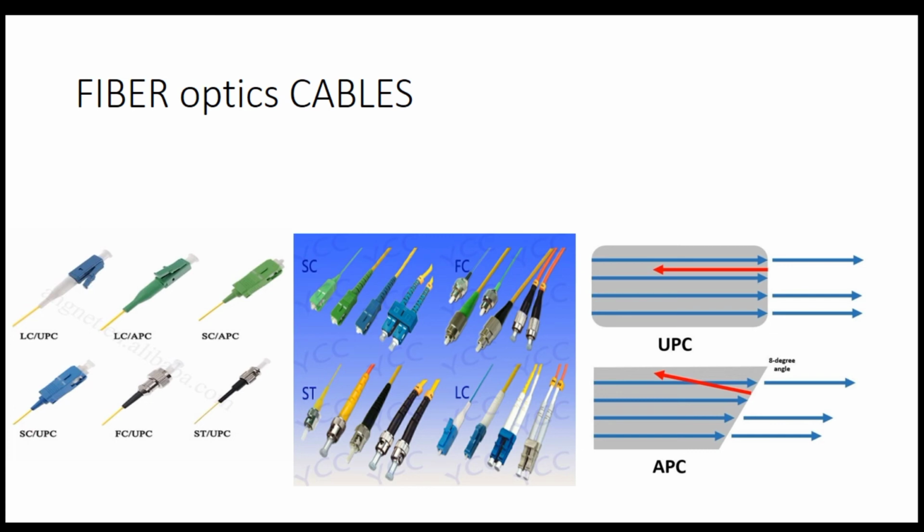UPC connectors are polished with no angle. UPC connectors are not exactly flat, however; they have a slight curvature for better core alignment. You can see here, this is a little curvature. And here, APC has an 8-degree angle to decrease the losses.